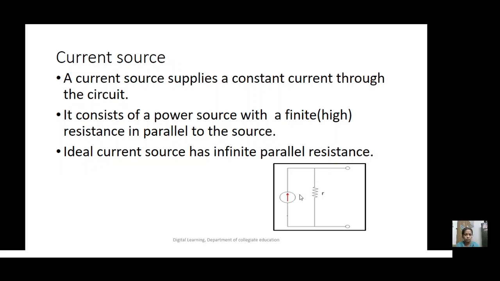A current source consists of a power source with a finite high resistance in parallel to the source. Small r is the high resistance connected in parallel with the source. A current source is represented by a circle with an arrow representing the direction of the current. An ideal current source has infinite parallel resistance, so current will be strictly constant in the case of an ideal current source. Wherever constant current is required, for example, to control the speed of DC motors, we need constant current. In such cases, a current source is used rather than a voltage source.